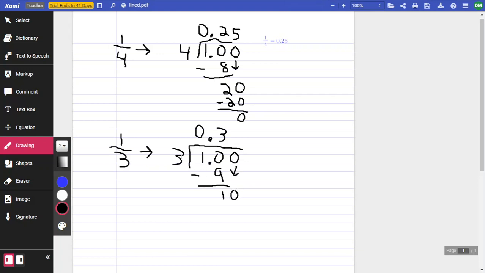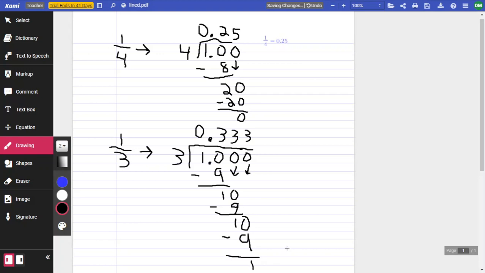Okay, so now we look again. 3 goes into 10 3 times. We're going to go ahead and multiply. We get 9. We subtract that 9. There's 1 left over, and we add another 0. And we bring that down. And now we have 10 again. 3 goes into 10 3 times. So notice that no matter what we do, we end up with a 1 as a remainder. We bring down a 0, and then we go into it 3 times, and we end up with 1 as a remainder again.